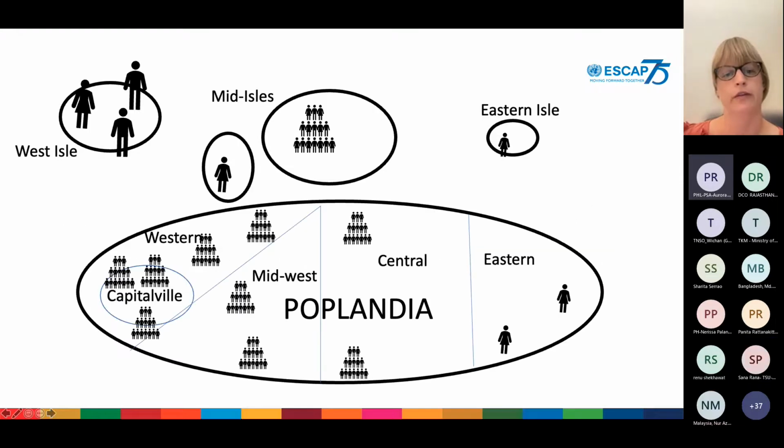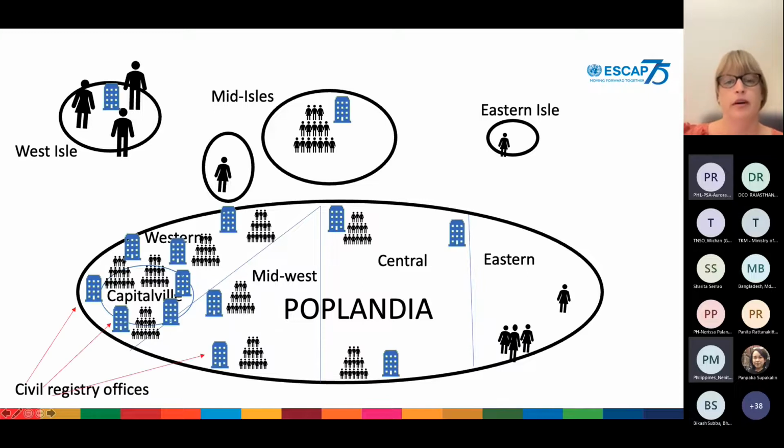So again, if you recall our lovely country of Poplandia, and we have our provinces here. So we have the capital, Capitalville. There's a lot of people living here, a lot of people living in the Western province. Perhaps the Midwest isn't quite as populated. We have the Central province, the Eastern, which is more remote and sparsely populated. Again, Eastern Isle, your Mid Isles, and your Western Isle.